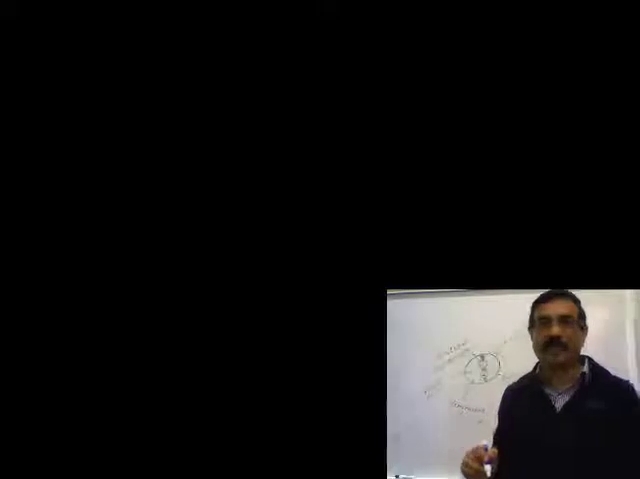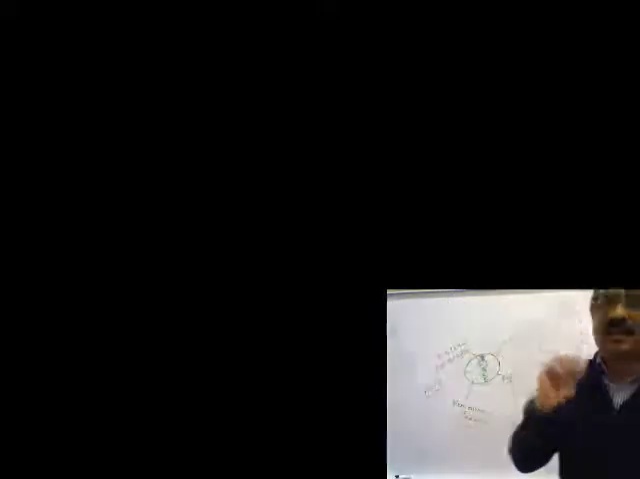Then you have premolars. In each arch you have 4 premolars, so you have total 8 premolars, right, in 2 arches. Now next to premolars you have molars, 3 in each side, 6 per arch. So you have total 12 molars.